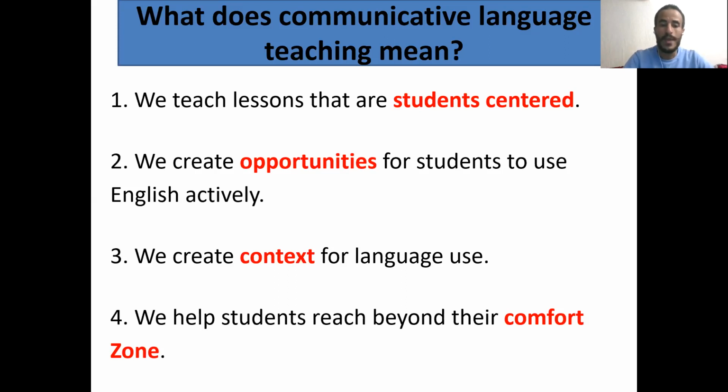Number four, we help students reach beyond their comfort zone. When I adopt the communicative language approach, I'm not teaching only in class, but I'm helping my learners to implement these outside. Doctor, patient. So when you go outside, you can practice this with your family, with your friends, with your colleagues, etc. Okay.